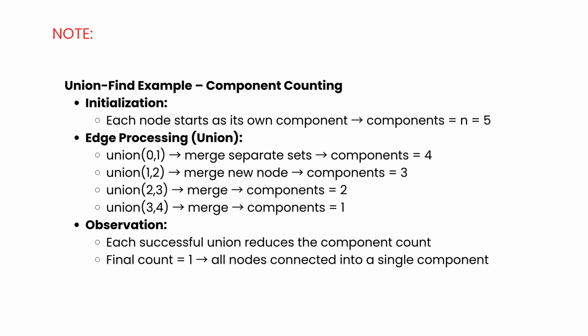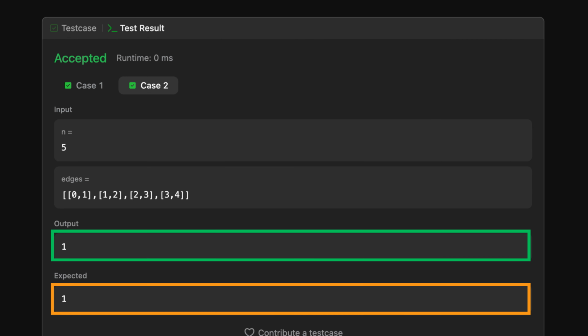Union 0,1 merges two separate sets, components becomes 4. Union 1,2 merges another new node into that set, components becomes 3. Union 2,3 merges again, components becomes 2. Union 3,4 merges again, components becomes 1. Since every union here successfully connects two previously separate groups, we keep decreasing the component count, and by the end, all nodes are connected in one chain. And that's exactly what our program outputs, 1, matching the expected result.